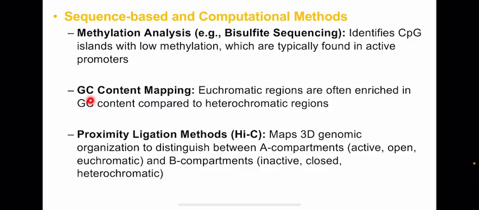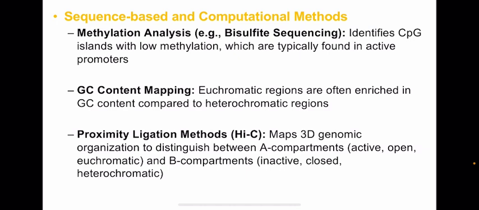We also do GC content mapping. Euchromatic regions are often enriched in GC content compared to heterochromatic regions. Let me see if I can find a way around this to explain. GC pairs are more stable than AT pairs. So if I'm going to talk about stability, probably we should find more AT in euchromatic regions. But hey, they are saying euchromatic regions are often enriched in GC content compared to heterochromatic regions. So we can use this GC content mapping to also tell if a particular region is euchromatic or heterochromatic.